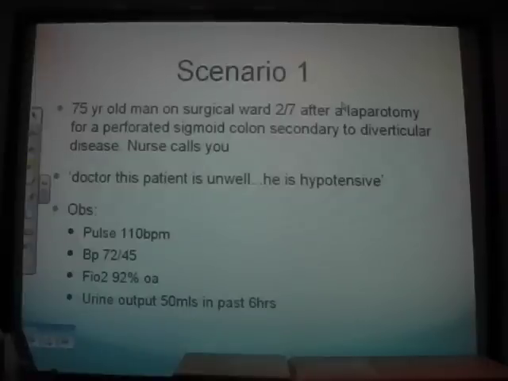Okay, so his pulse is 110. His blood pressure's 72 over 45. But that's not that bad, I don't think, because it was about 80 before. His stats are 92. I think he's on it. I don't think he's on oxygen anymore. And his urine output's pretty good, actually. It's 50 mils now. Okay, over how long? 6 hours. Right, okay. So he's really not very well.